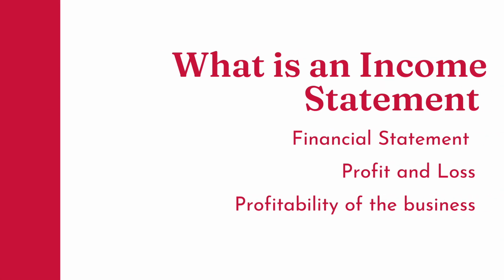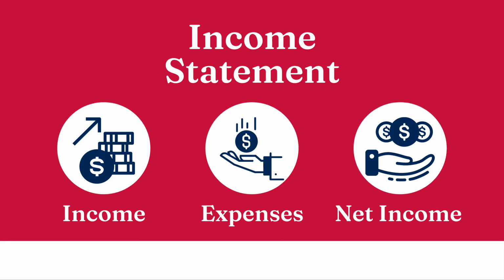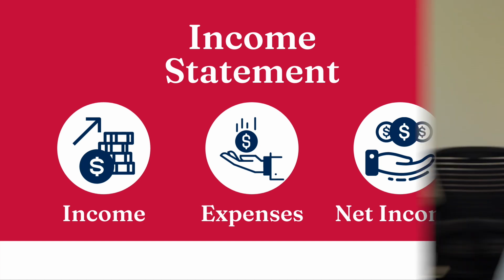So an income statement is a financial statement that shows how profitable a business is at a certain point in time. The income statement is also known as a profit and loss statement, or a P&L, to show how the business is making money on the job, month, or year. The major components of the income statement include sources of income, expenses, and the net income or net profit to show how profitable the business is.